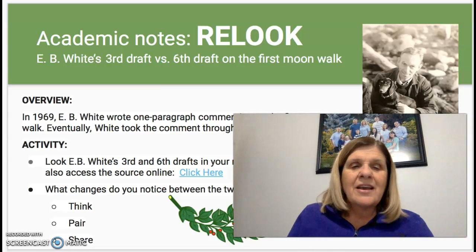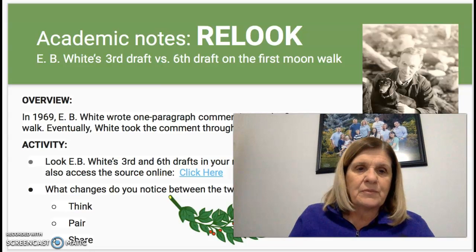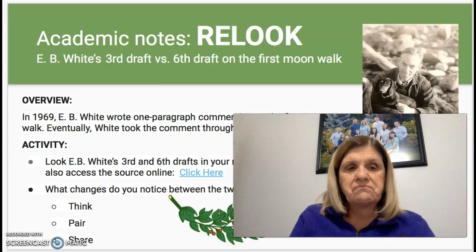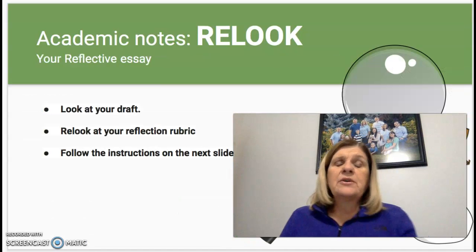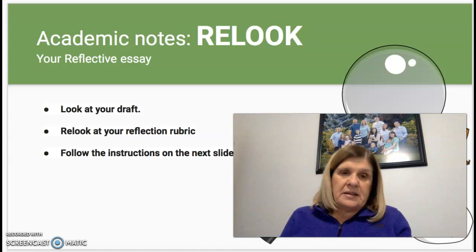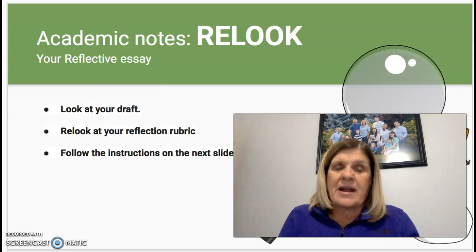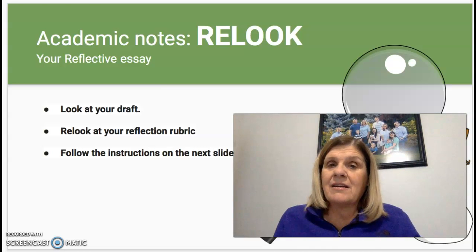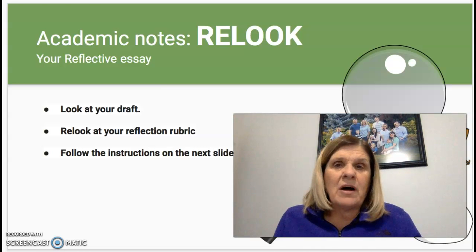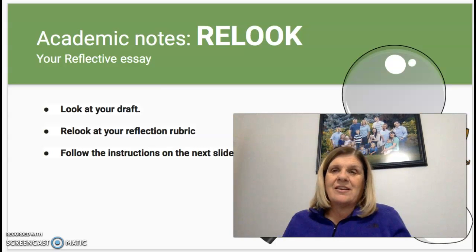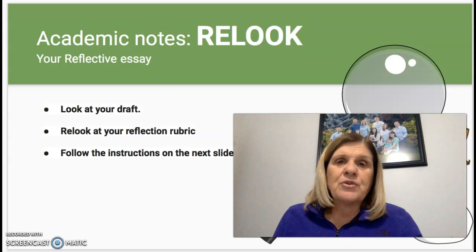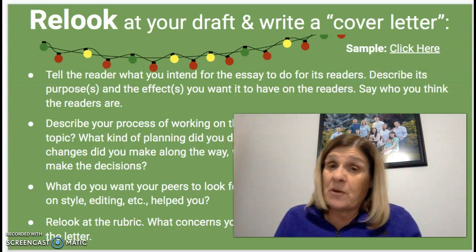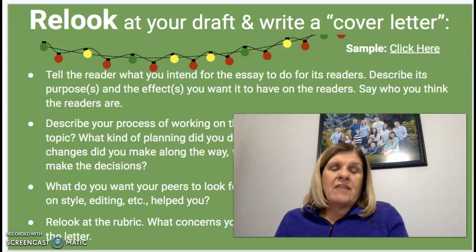Because you are not here with me, I included some cheat sheet notes in the teacher's notes on this slide for you to think about. So now, after looking at E.B. White's 3rd to 6th draft of a section of something that he had written, I want you to relook at a section of your essay. I think all of you will know where your essay is lacking something. So make sure that you refer to your rubrics and you look at some of the suggestions from this slide that I gave you.